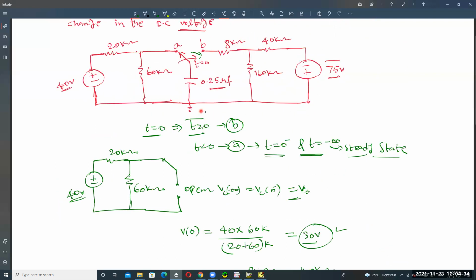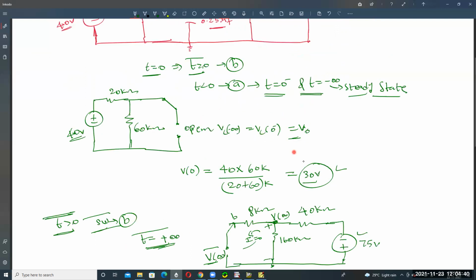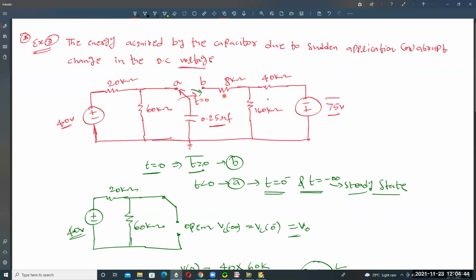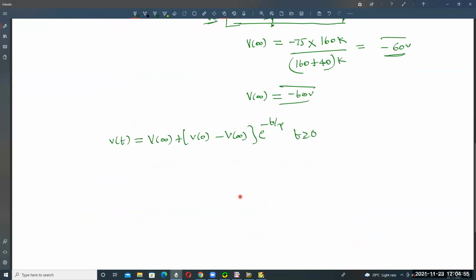After the switching action, how much time is required for this response? So find the time constant for the circuit. With the voltage source shorted, the 160 kilo ohm and 40 kilo ohm resistors are in parallel and in series with 8 kilo ohm, and then you will get the time constant here, 10 milliseconds.